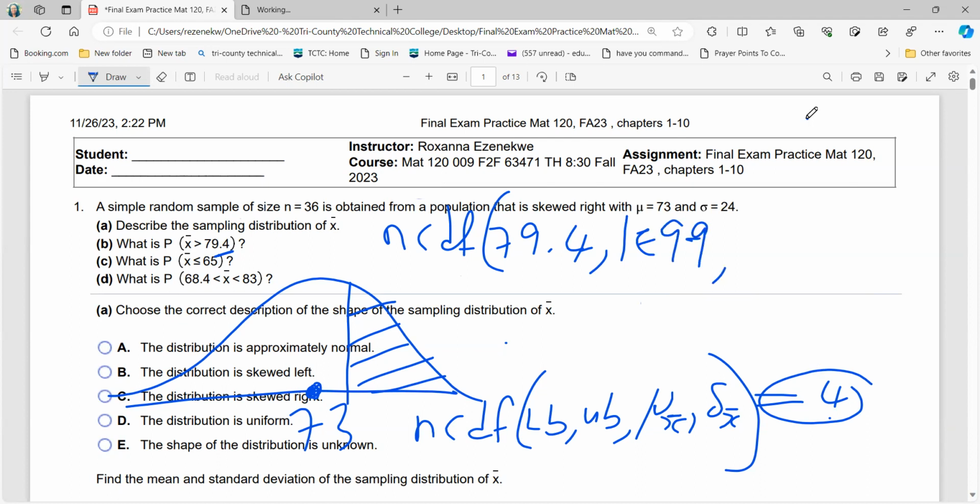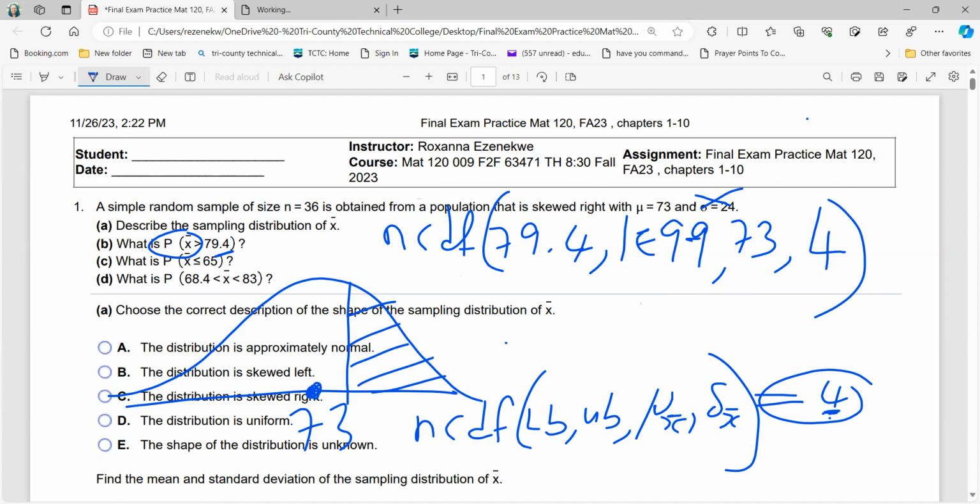The mean of the central limit theorem is the same as the mean of the original data that is skewed, and the standard error, not standard deviation. This is why I'm reviewing this, because people might have forgotten. Remember, you have to use standard error whenever you are told to find the probability of X bar. Whenever you're finding the area of X bar, it means it's a central limit theorem. So we found the standard error to be 4, not 24. If you can do that, that's a whole lot of the problem.